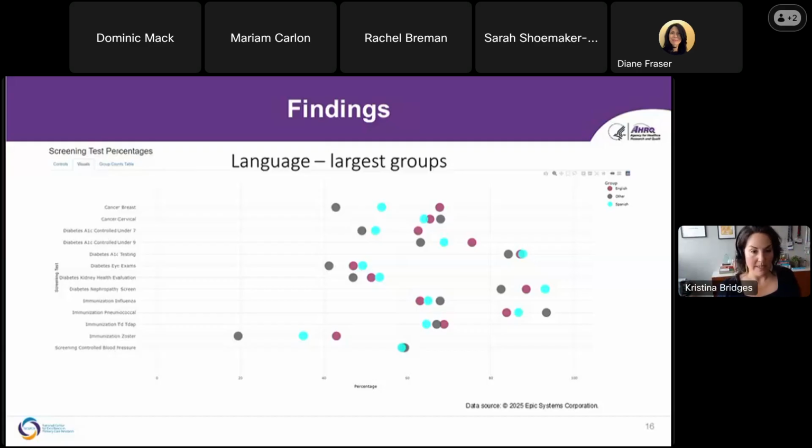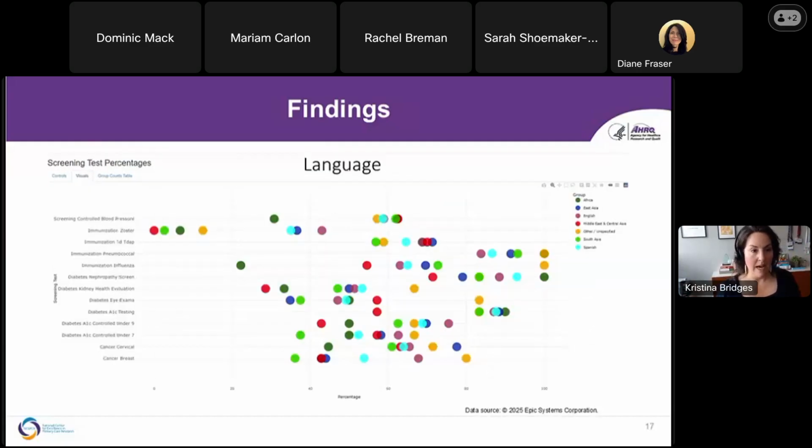I'll show you just a couple more examples. Next slide. This is a way to look at language where we still have our pink English speaking and the aqua blue is Spanish, but then we've broken down the other languages into regional. And so here, groups of languages are represented by different colors. And you can see, I mean, this is definitely messy and hard to look at, but when we want information about very specific language populations, this could help us. And our grouping is actually relevant.